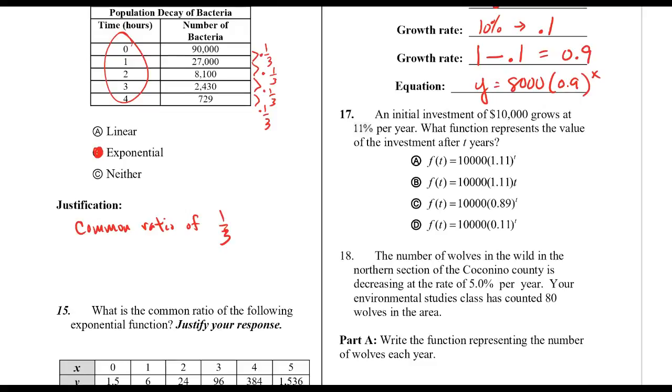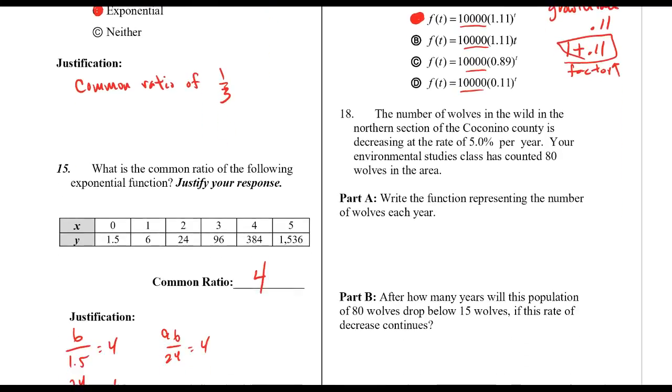17, you have an investment of 10,000. It grows 11% per year. What function represents the value? So again, we have an initial value of 10,000, which these all do. And it grows 11% per year. So the growth rate is 0.11. And since we are actually growing, it's 1 plus 0.11 is my growth factor. And that's going to be A. 10,000 times 1.11 to the t.